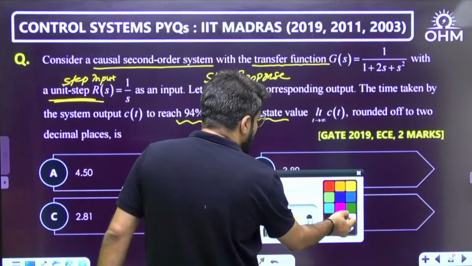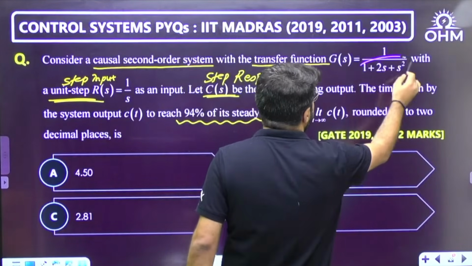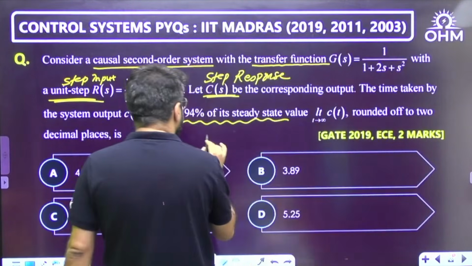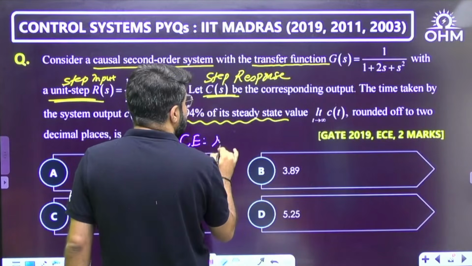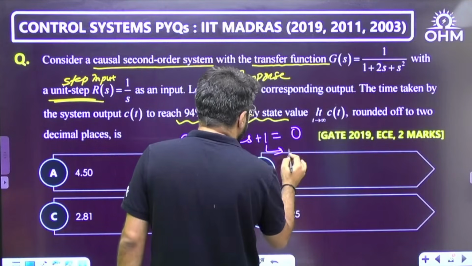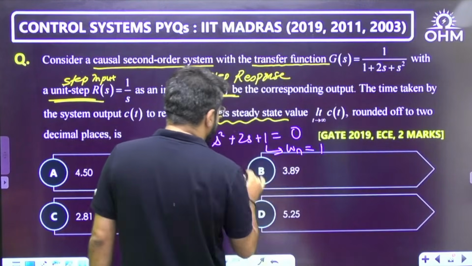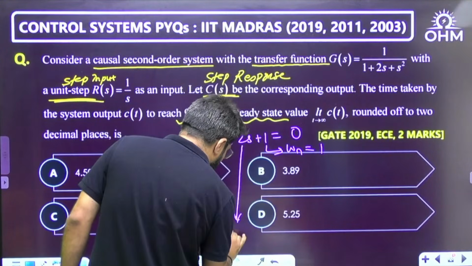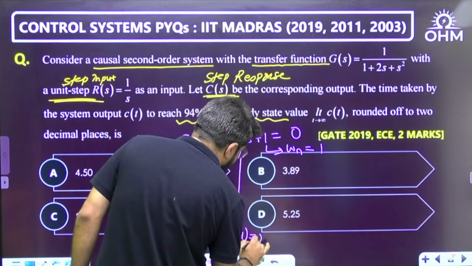If I take the characteristic equation alone, the denominator part is s square plus 2s plus 1 equal to 0, which is (s plus 1) whole square. Omega n will be 1. And what will be zeta? 2 zeta into omega n is 2.